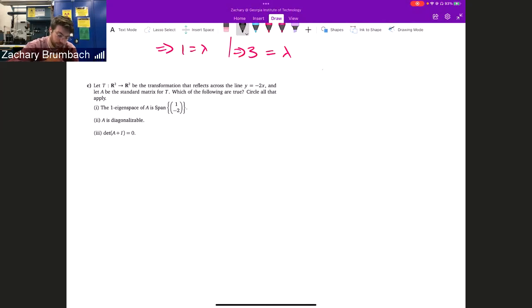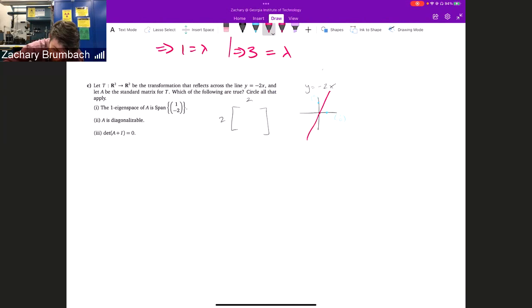All right. So C, T is a 2 by 2 transformation that reflects across the line, and let A be the standard matrix, which is the following matrix. So let's go ahead and construct this matrix. We're going from R2 to R2, reflecting across y equals -2x. Okay. So a couple ways to think about this. Let's do this geometrically. The way to do it geometrically is what happens to (1, 0) and what happens to (0, 1), right?